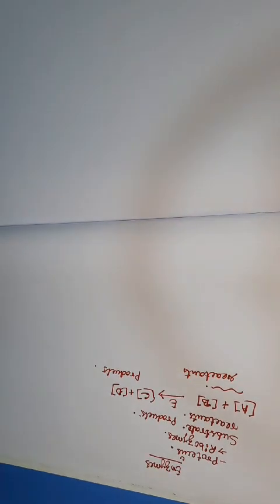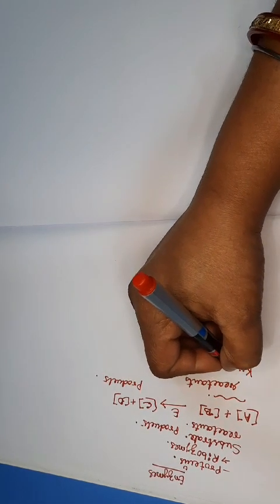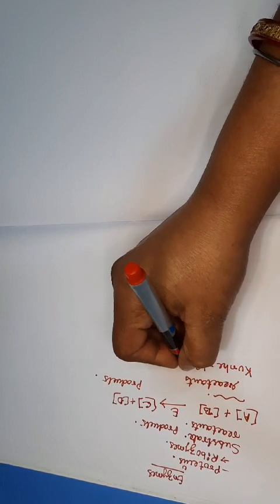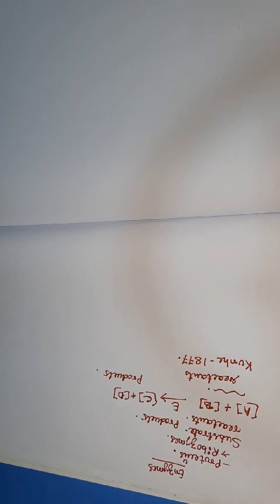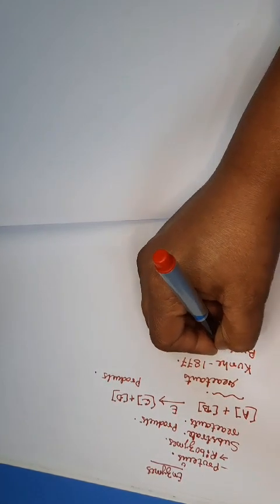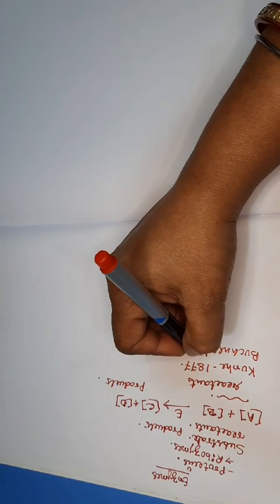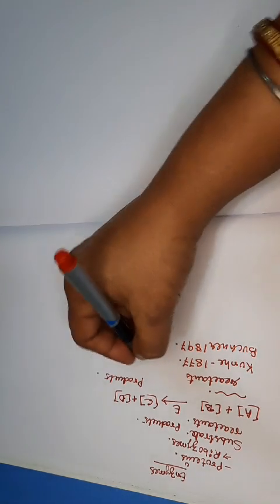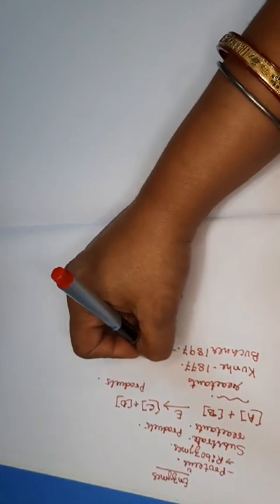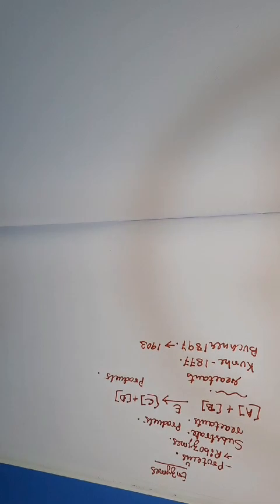Having said this, let us come to who coined the term enzyme first. The term enzyme was first coined by Kuhn in the year 1877. But he gave this term for catalytically active substances. But the enzymes were first discovered and isolated by Buchner. And that was almost 20 years after the discovery of Kuhn, that is in the year 1897. And for this important discovery, Buchner was awarded the Nobel Prize in the year 1903.